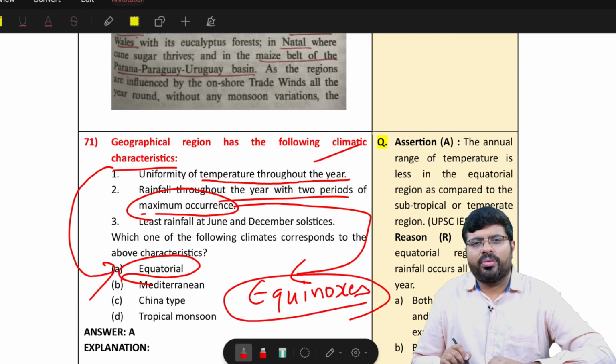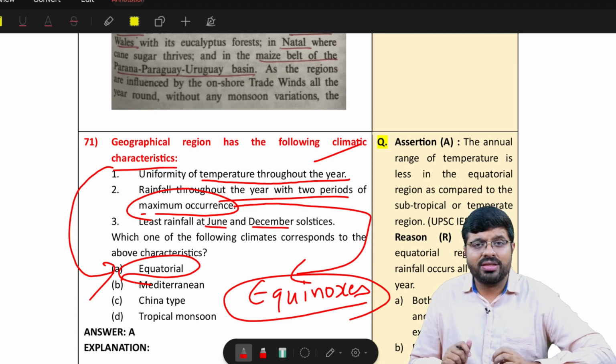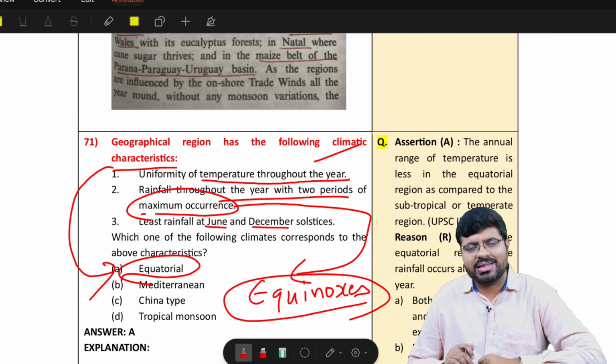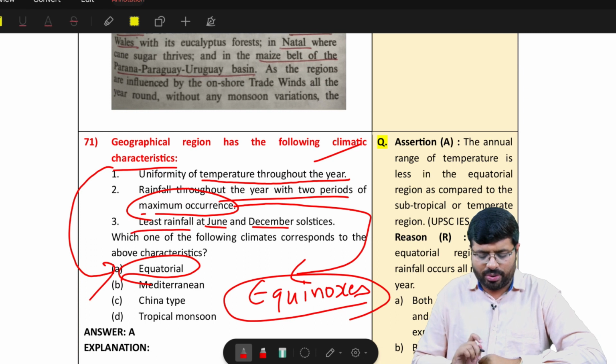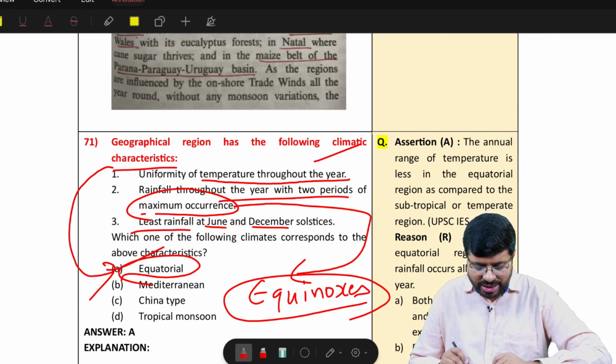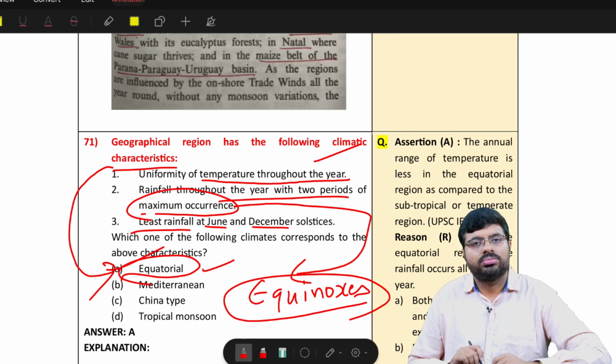That is the month of March and September. Solstices at the time of June and December, where the vertical rays of the sun are away from equator, you will find less heat, less rainfall. That's where least rainfall. So answer is A. I don't care about statement 2 and 3. Statement 1, uniformity of temperature throughout the year. With that itself, based on the options, you should go for equatorial. There is no polar region.